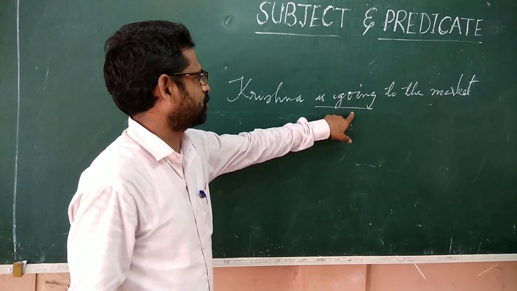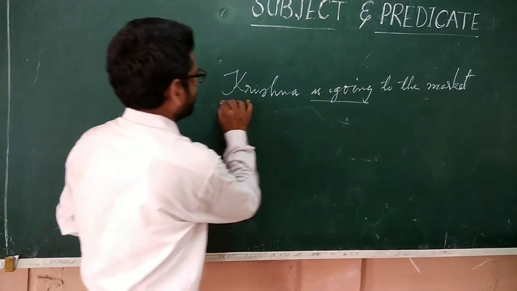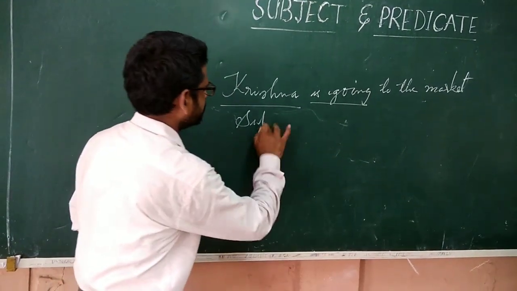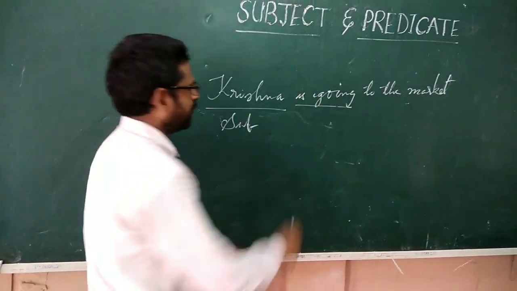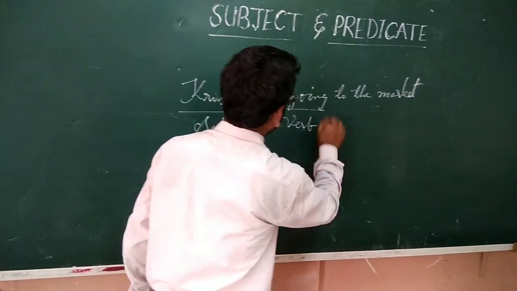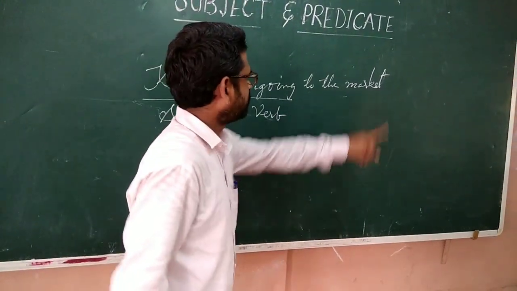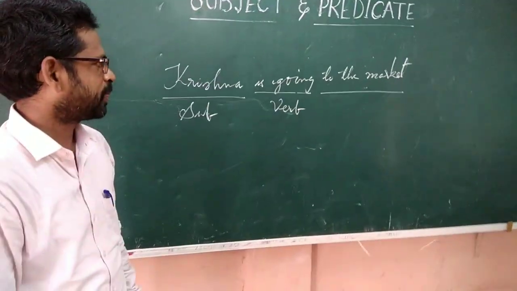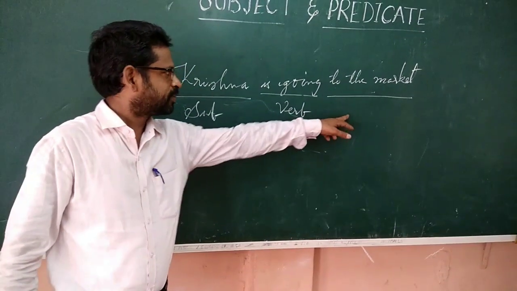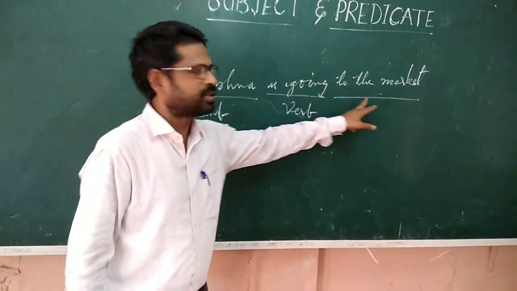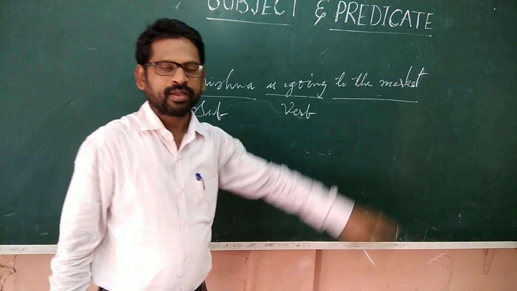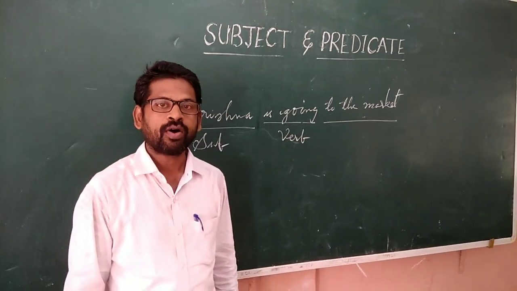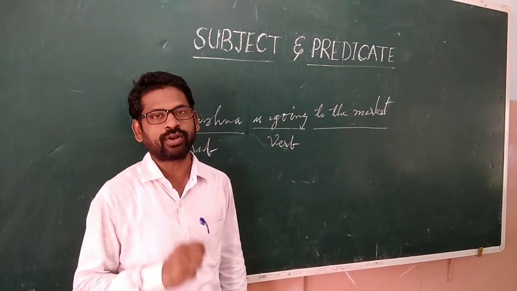And who is doing this work? The work is done by Krishna. So Krishna is the subject, right? And is going is the verb. And to the market, what is to the market? Is it the object? You need to know the definition of an object. The receiver of the action in a sentence is called the object.